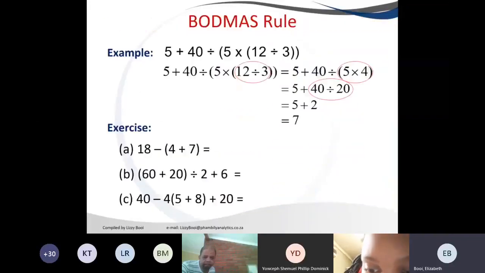Let's look at an example. If I have 5 plus 40 divided by 5 multiplied by 12 divided by 3. I have 5 plus 40 divided by, open bracket, 5 multiply by, open bracket, 12 divide by 3, close bracket, close bracket.